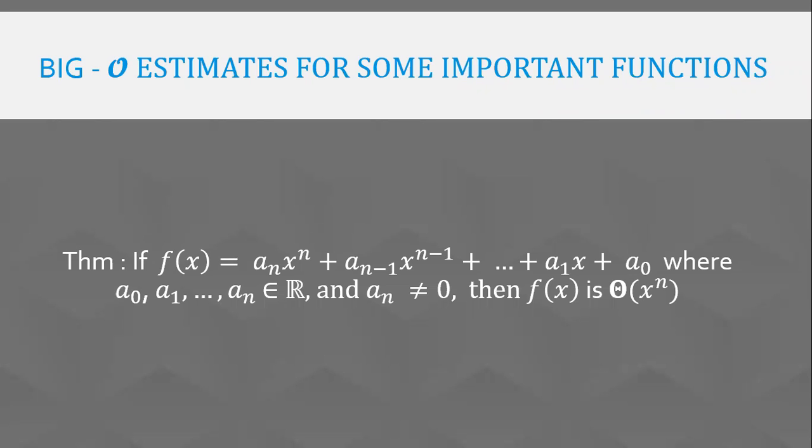So if you have a polynomial that is degree n, it will be of the order x to the n. If you're asked to show on an exam or quiz that a polynomial is a certain order, show that work. Don't just quote this theorem, but otherwise we can just use this theorem.